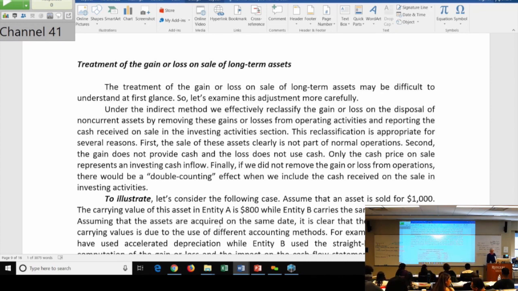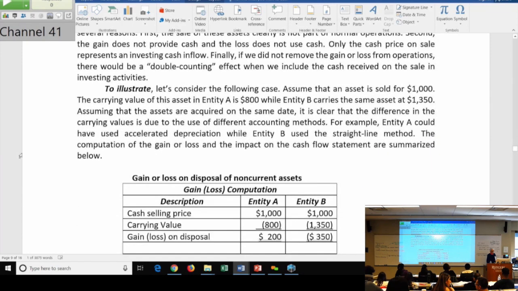So now let's do this example, another illustration. Let's assume that you've got a company that sells an asset for $1,000. The carrying value of the asset in entity A is $800, while B has it at $1,350, and the difference has to be depreciation, right? So entity A probably used an accelerated depreciation. The net book value, the carrying value, is a lot lower than if you use straight line. So if you look at this, same sale, absolutely the same event, but the gain for entity A is 200, but there's a loss on the books of entity B for 350.